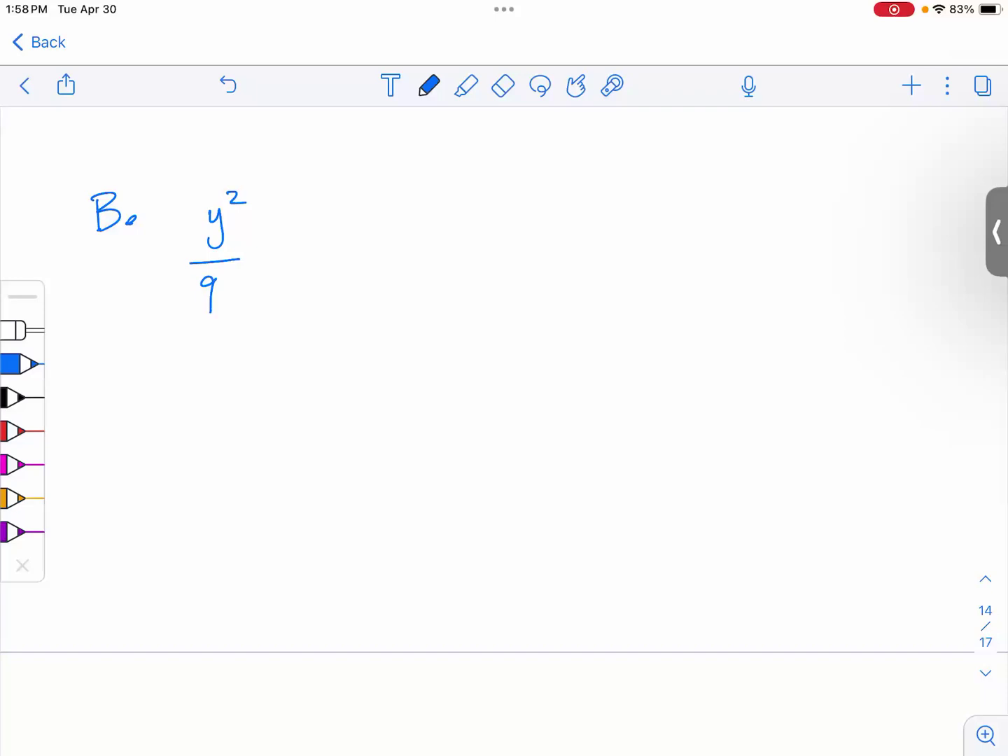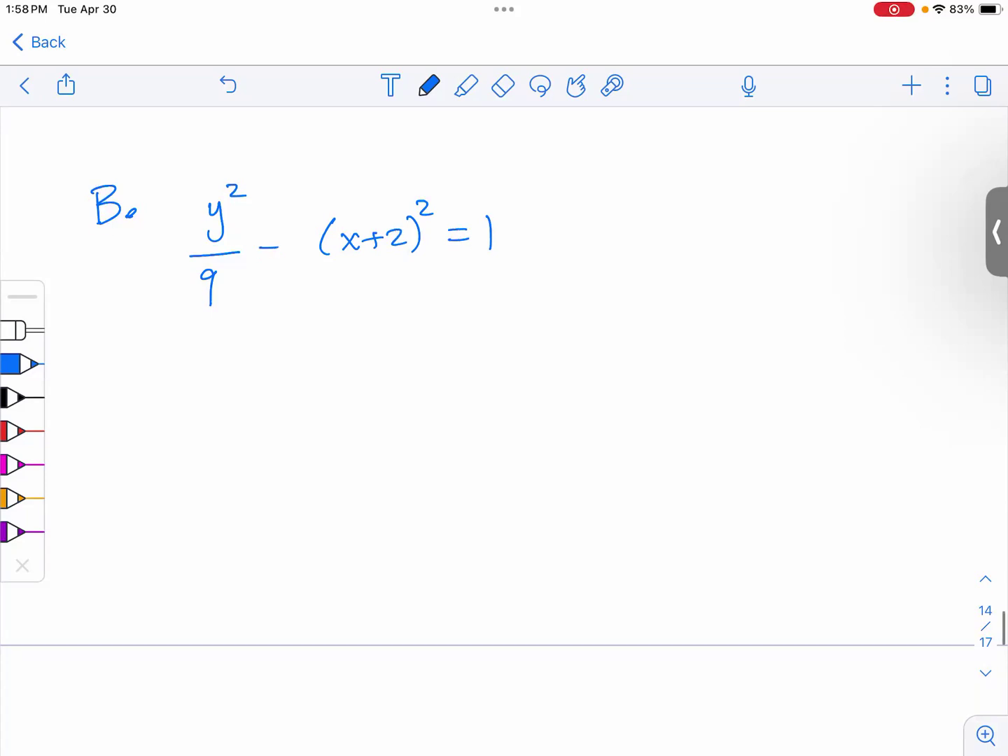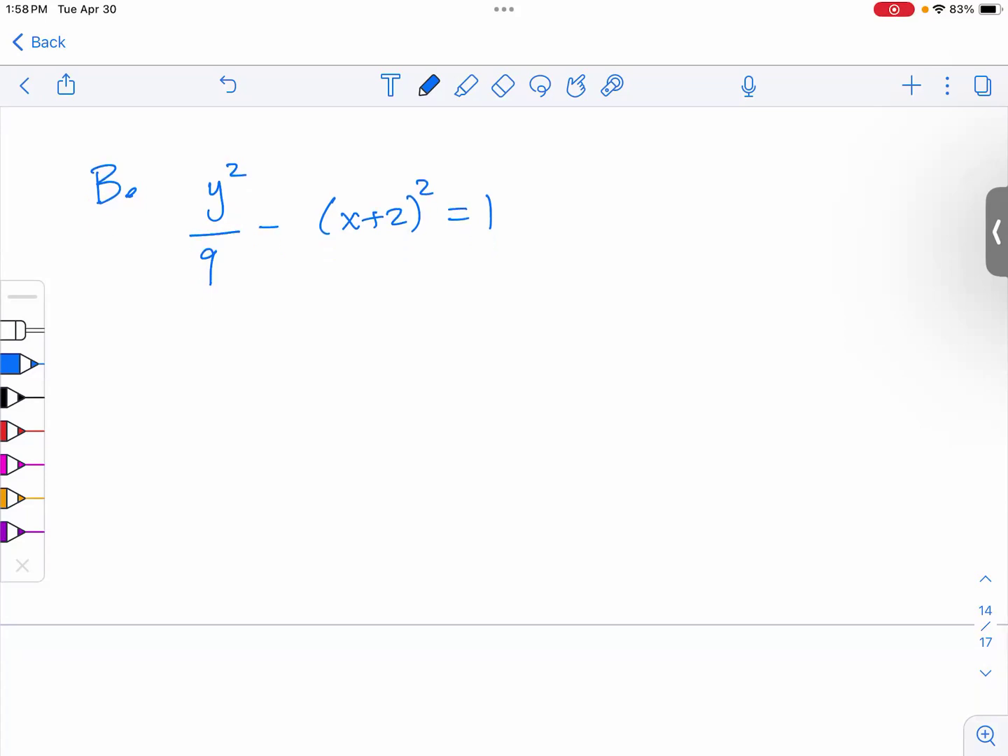Let's look at a couple more just for completion. And this one actually is in standard form, even though it doesn't look like it.